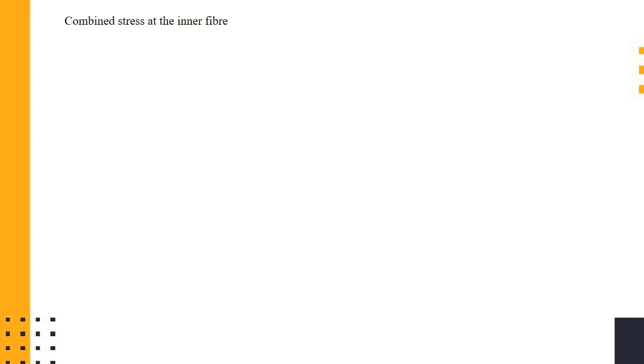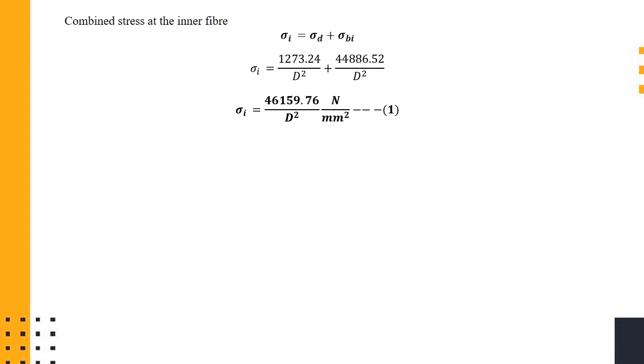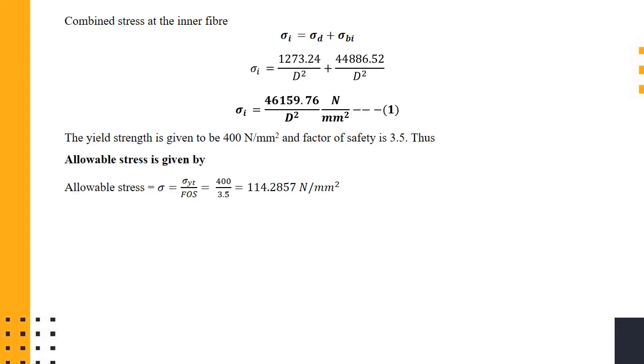So next we'll calculate the combined stresses. So sigma I, we know that sigma is equal to sigma d plus sigma bi. So we'll get the combined stress values. These are direct substitutions. Don't forget to write down the unit.